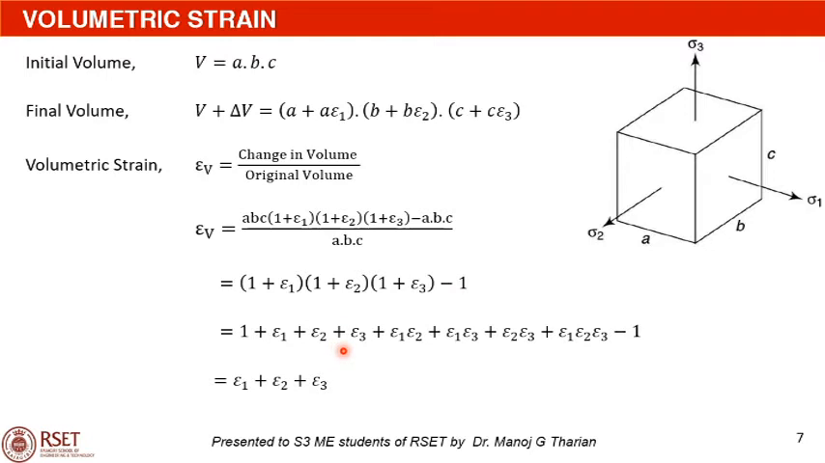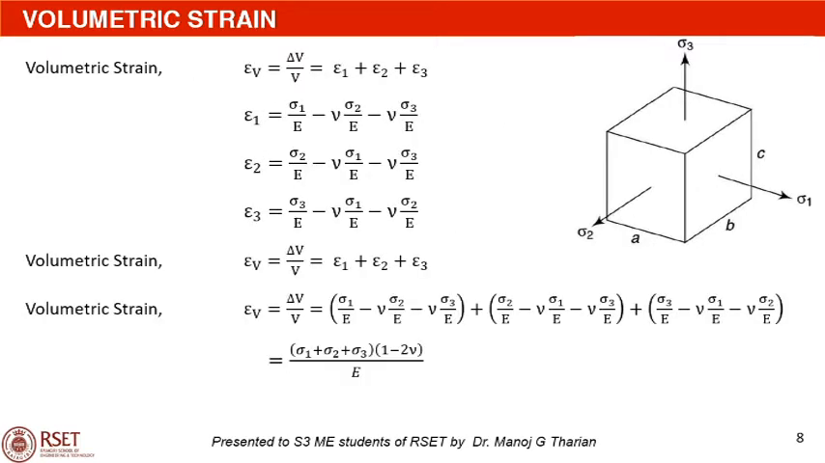So we know that the strains epsilon 1, epsilon 2 and epsilon 3 are relatively very small. So you can neglect the products epsilon 1 into epsilon 2, epsilon 1 into epsilon 3, epsilon 2 into epsilon 3 and epsilon 1 into epsilon 2 into epsilon 3. So we get the volumetric strain epsilon V is equal to the sum of the linear strains, epsilon 1 plus epsilon 2 plus epsilon 3.